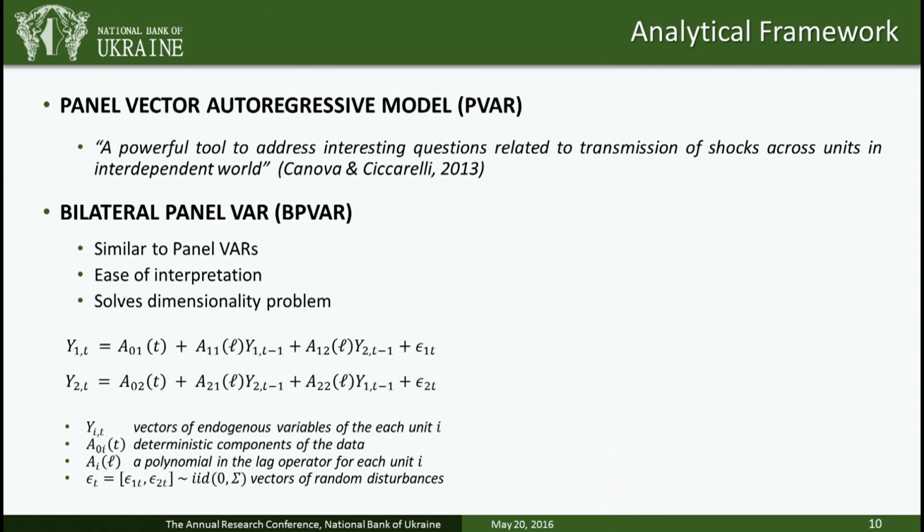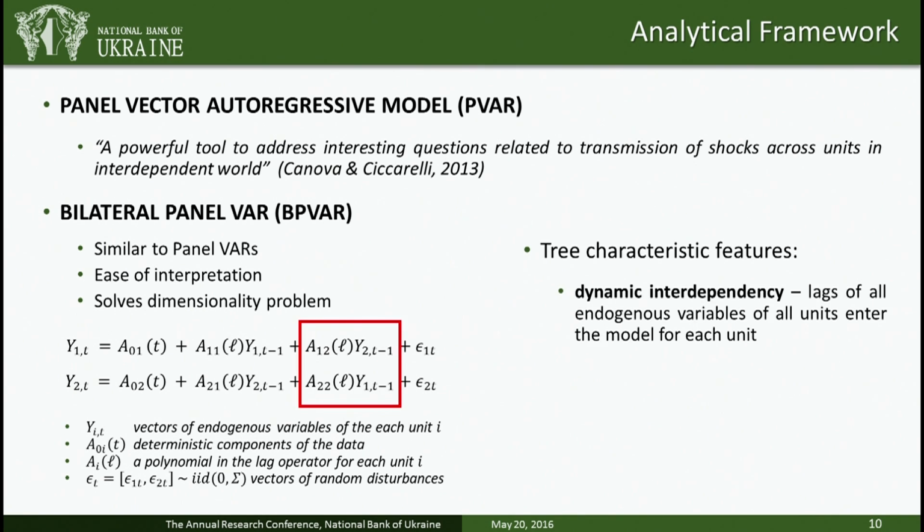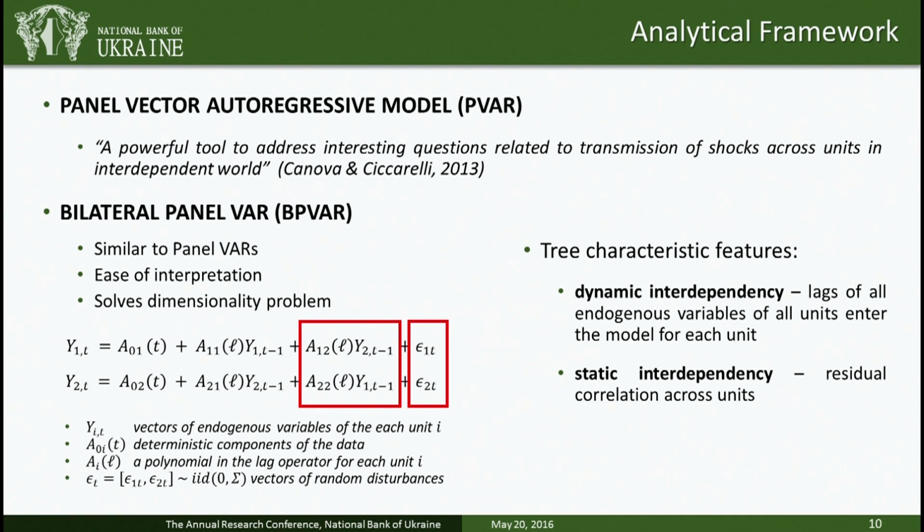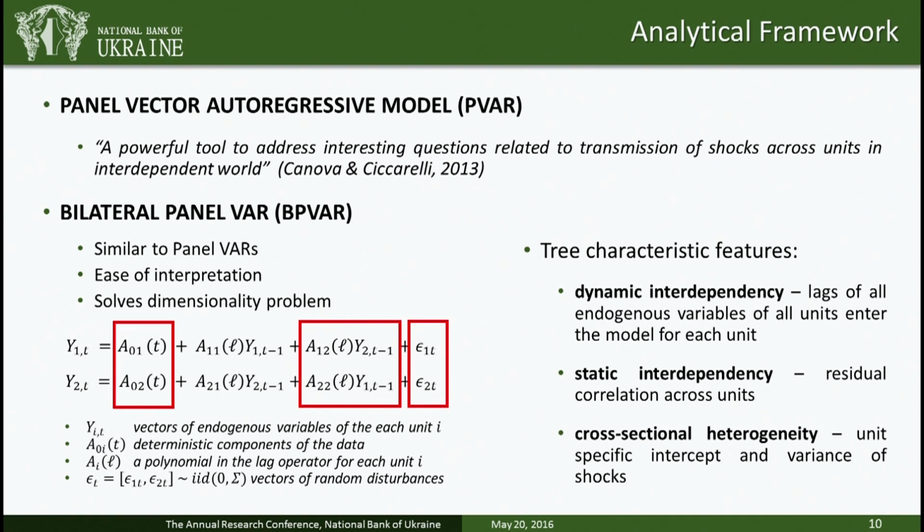of panel VARs. The first one, endogenous representation of the model, implies that all variables of all units enter the equation of each variable for each unit, which is called dynamic interdependencies. In addition, reduced form residuals are generally correlated across units, which means static interdependencies. And lastly, allowing for unit-specific intercept and variance of shocks implies cross-sectional heterogeneity.